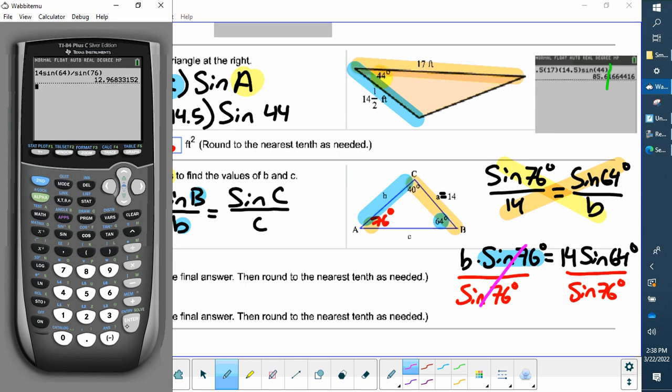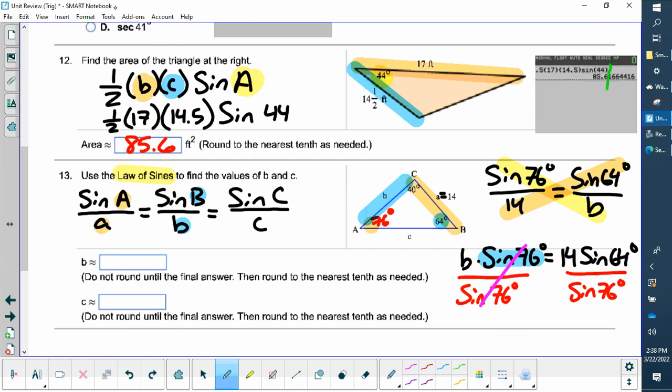Round to the nearest tenth. This one's a little weird because it says 12.96, and that 9 is going to turn into a 0. So for this particular one, I would type in 13, and I would put 0.0 here just so it knows you rounded correctly.